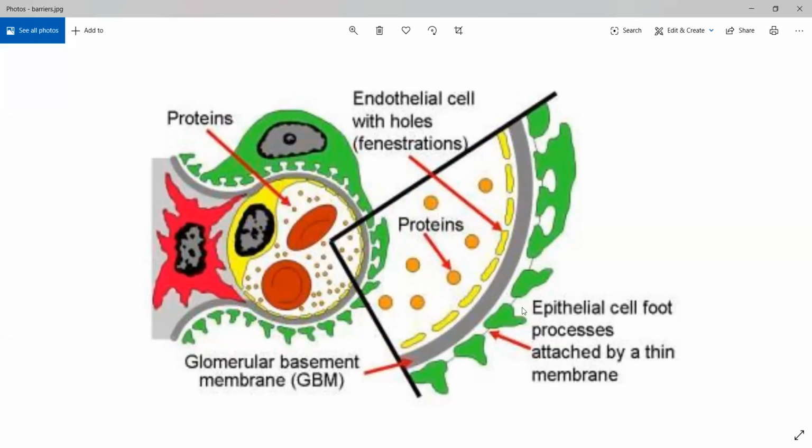These three filters make sure that proteins do not get lost, at least significant protein is not lost in your urine. That is their primary function, and it is also making sure that other large components that are important for your body are not lost.